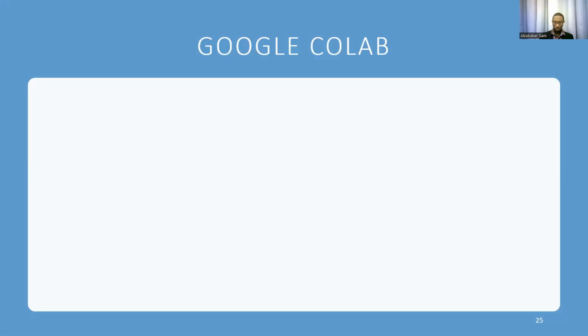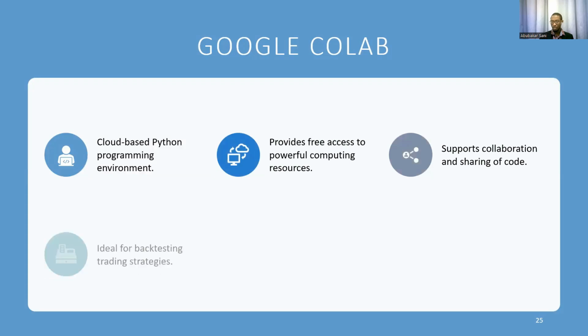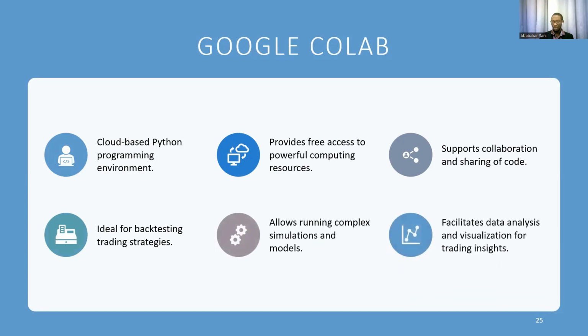So if I get the Python code, I want to execute it, and one development environment is Google Colab. You can get the code from ChatGPT and run the Python code in Google Colab. It is free. It allows you to collaborate with other people. And what I said earlier about backtesting, you can do all that in Google Colab. You can run complex simulations and models, and because of AI, of course, you can do lots of data analysis and visualization.